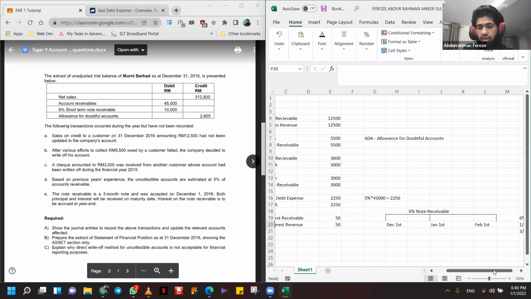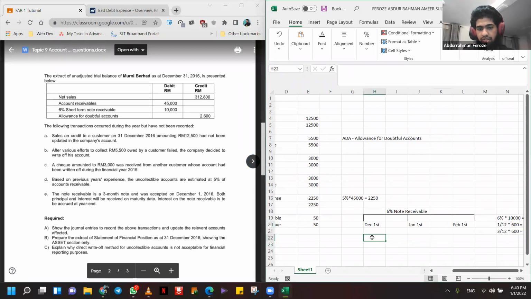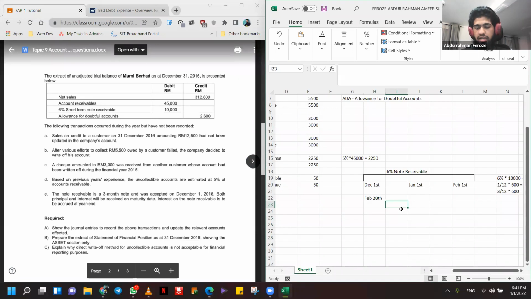And on February 28th, it is not needed, but let's just show it. On February 28th, can anyone say what would be the entry? Is it 100 for income interest? No, I mean the entire thing.